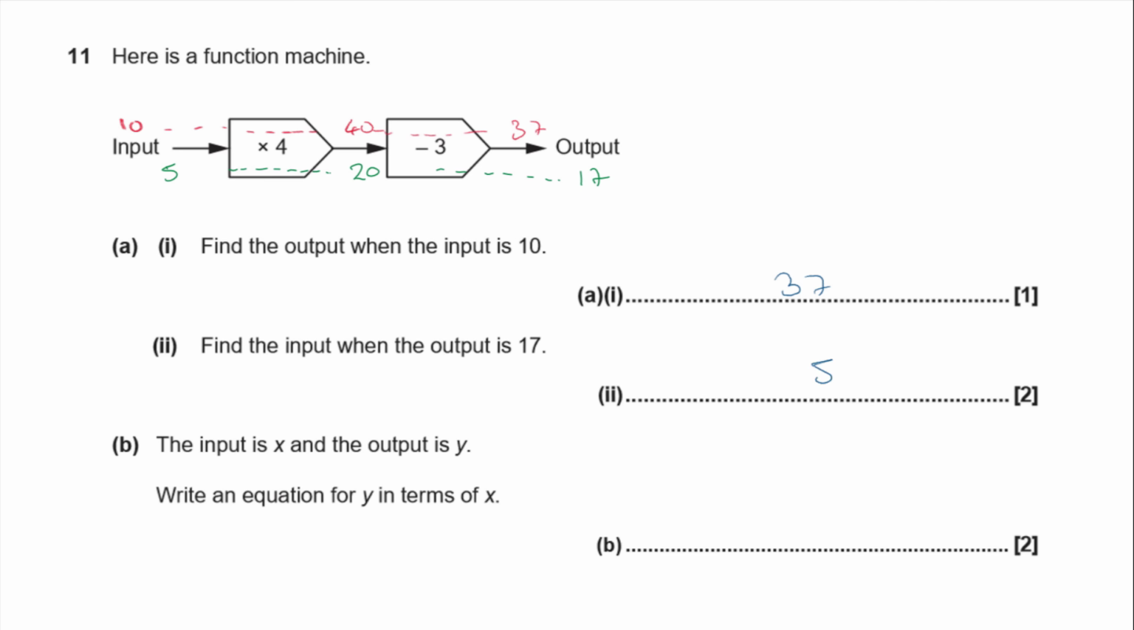Okay, the input is x and the output is y. Write an equation for y in terms of x. Right, so let's think this through. If I input x, then the first thing that happens to it is it's multiplied by 4. So that's going to give me 4x in the middle stage. And then after that, 3 is subtracted. So I'm going to get 4x minus 3. So x is the input and y is the output. So the y is going to be that 4x minus 3. So the equation is y is equal to 4x minus 3, like that.